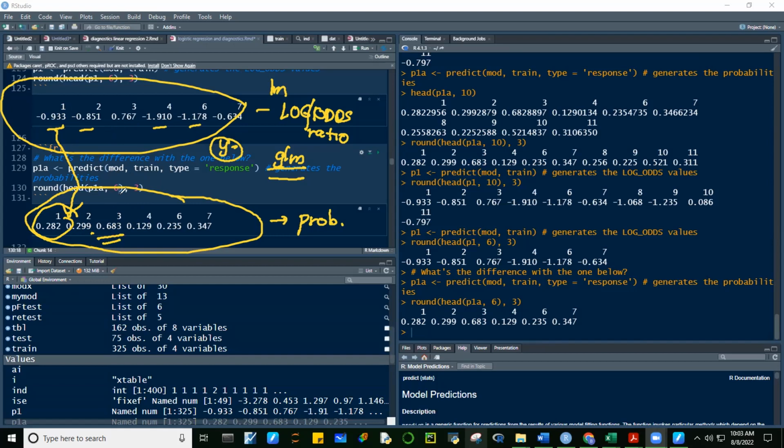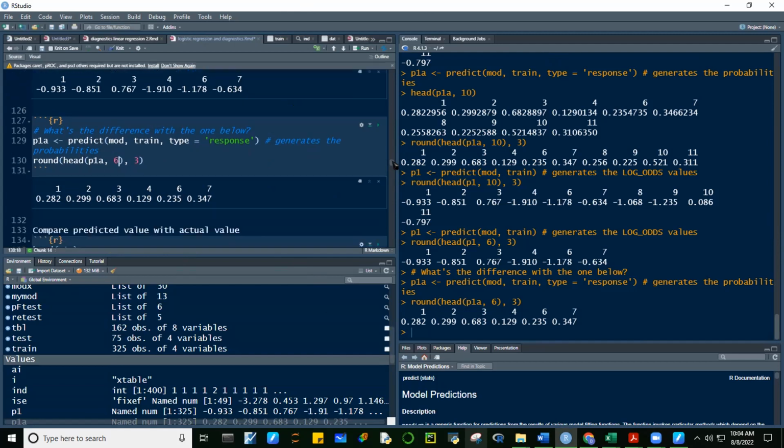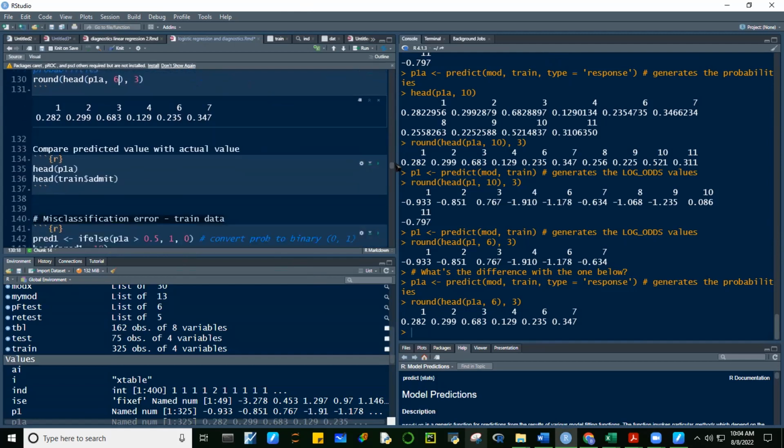Now, the good thing is that in R, you can already predict. Let me delete that first, I'll clear this first. Okay, one good thing in R, with just this, type is equal to response, we include it in the prediction, and what it will give us are the probabilities already.